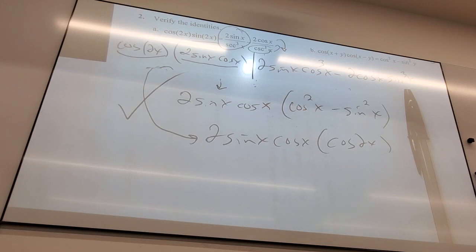If one side has fractions and the other side doesn't, combine the fractions. Maybe something's going to cancel, right? I'm using the one side to help me figure out what to do with the other side. Okay.